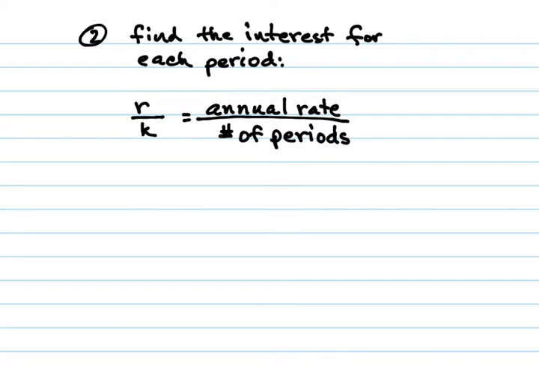Okay? And we'll look at some examples of these. And again, remember, it could be daily, in which case you'd be dividing by 365. It could be fortnights, which you'd be dividing by 26. Whatever the annual rate is, you will divide by the number of periods.